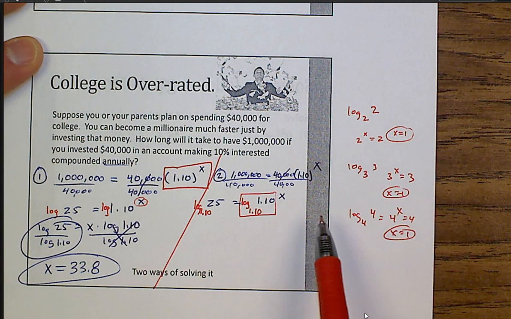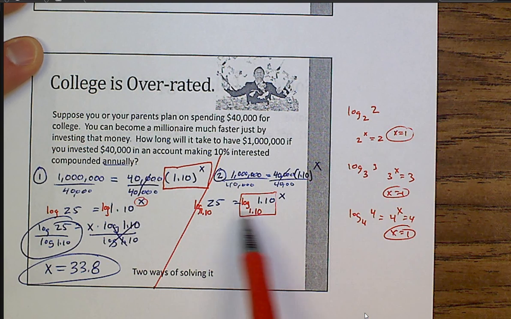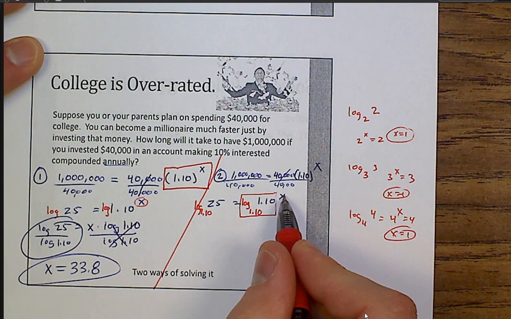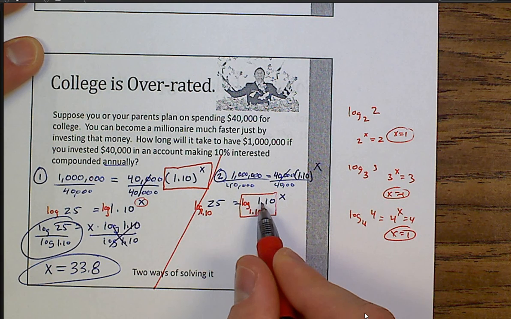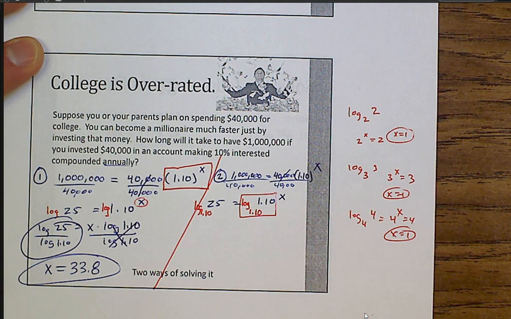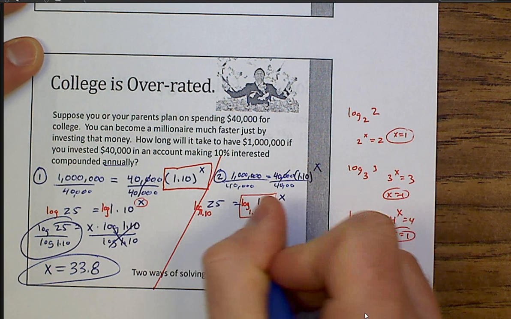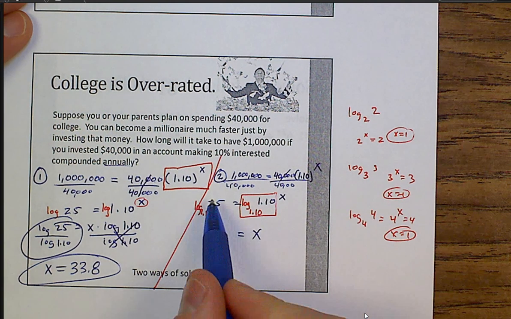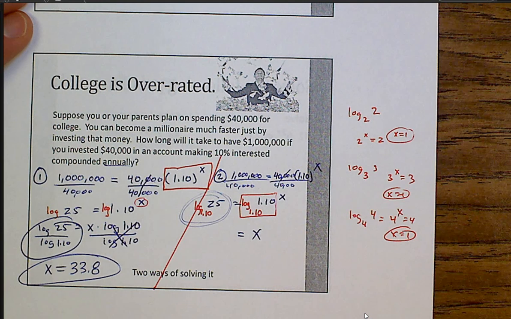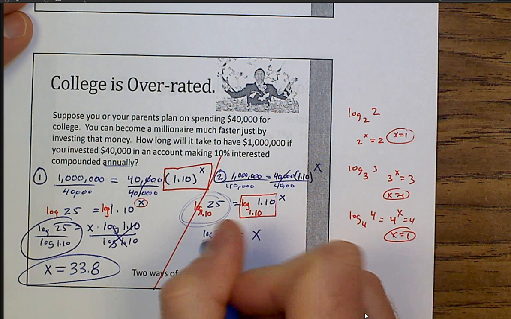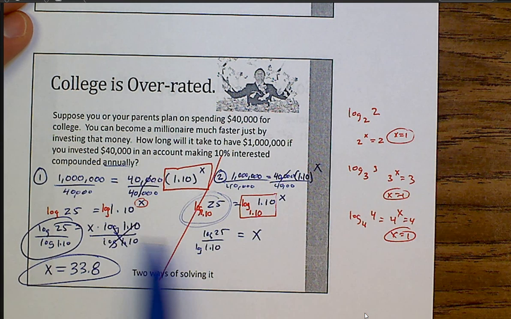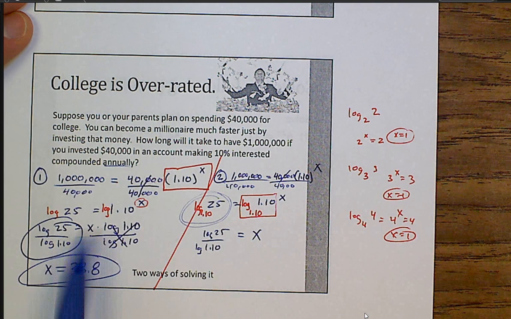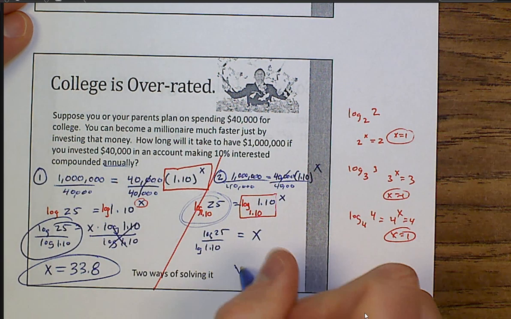So the reason you do this method is this x would come out in front. Log base 1.10 of 1.10 is 1. So really what you get is just x on this side. And then you can use the change of base formula and have log of 25 over log of 1.10. Now you notice it's the same thing here. It's just maybe one less step. Either way works. You're still going to get 33.8 years.